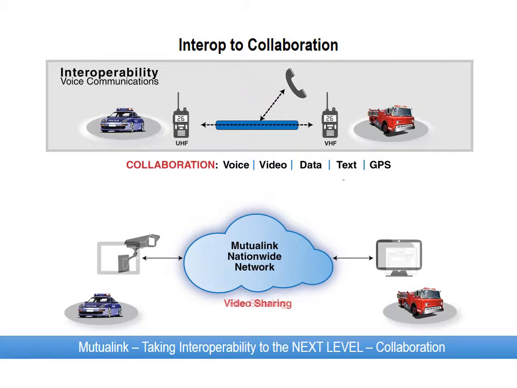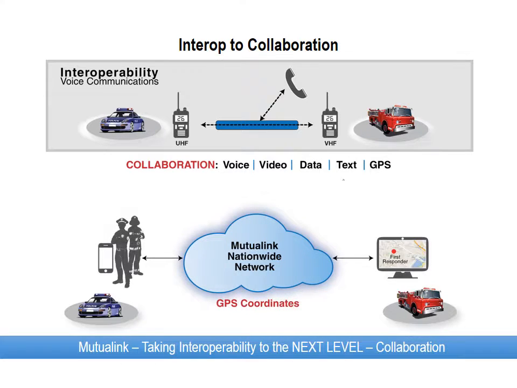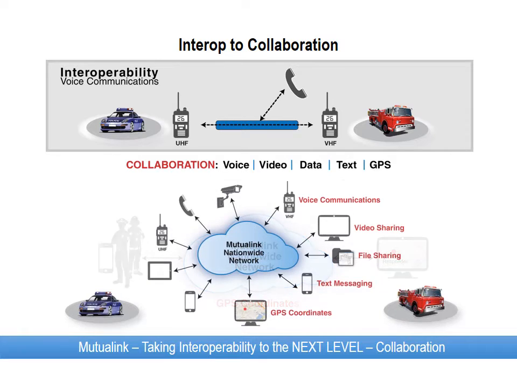For many years, interoperability has only been between voice communication systems over radio and telephone lines, a very basic level of communication. Mutualink takes interoperability to the next level, collaboration, by including streaming video, text, file, and location sharing.